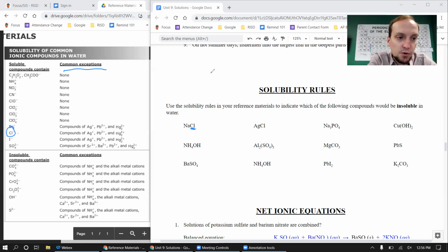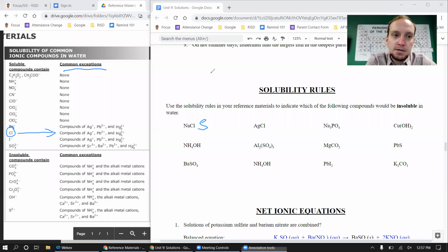The exceptions for chlorine are a chloride that is bound to silver, lead, or mercury. So now I go back to the first half of my compound and I notice that it's bound to a sodium. Sodium is not silver, lead, or mercury. That means the exception does not matter because it is not an exception. Therefore, it will remain soluble. So I'm going to put an S, a funny looking S, for soluble for sodium chloride.